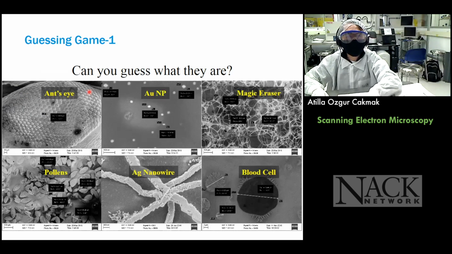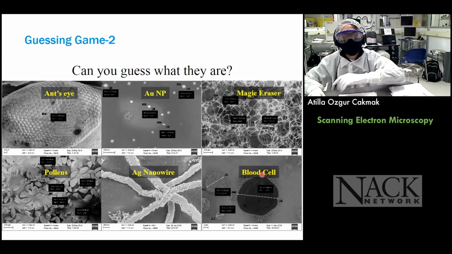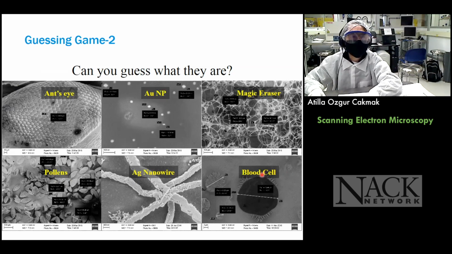All right, so let's give you the answers. This is an ant's eye, this is gold nanoparticles, magic eraser, pollens that make me sick during springtime, silver nanowires, and our blood cells. So all these things are things that you typically image.